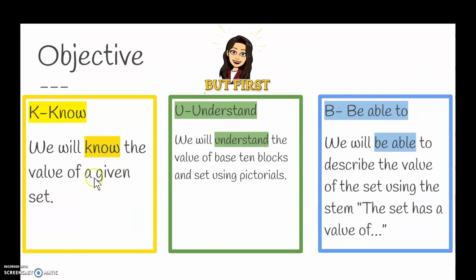I'm going to continue now to the lesson objective. We will know the value of a given set. We'll understand the value of base 10 blocks and sets using pictorials. We'll be able to describe the value of the set using the stem "The set has a value of." So we're going to try to speak in complete sentences.